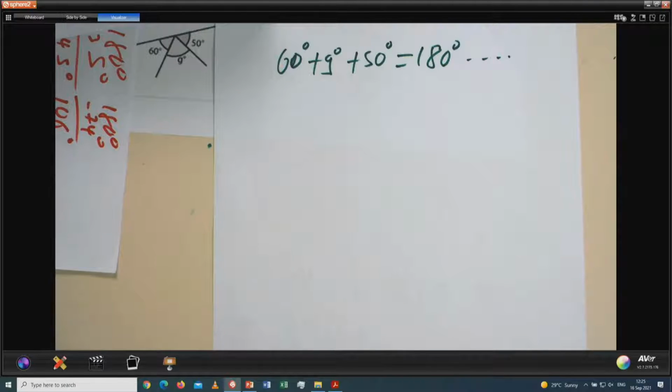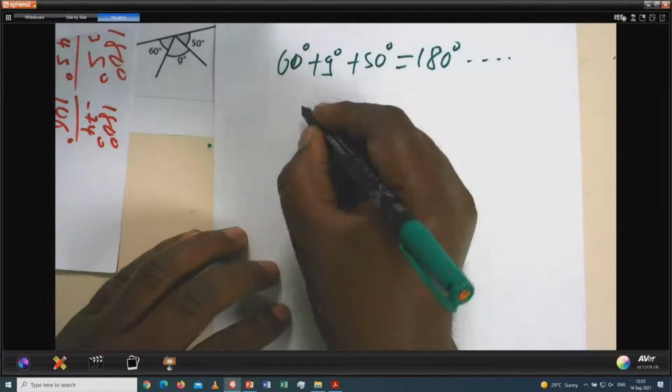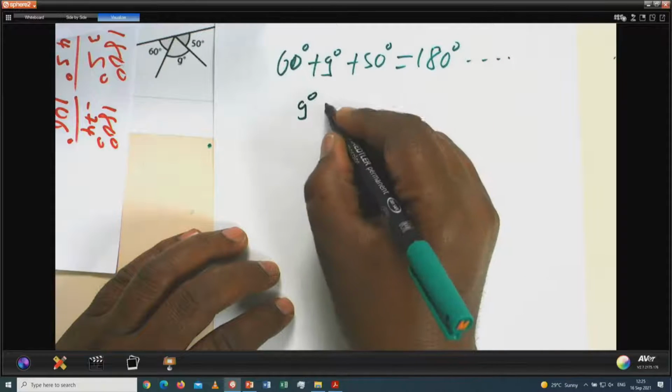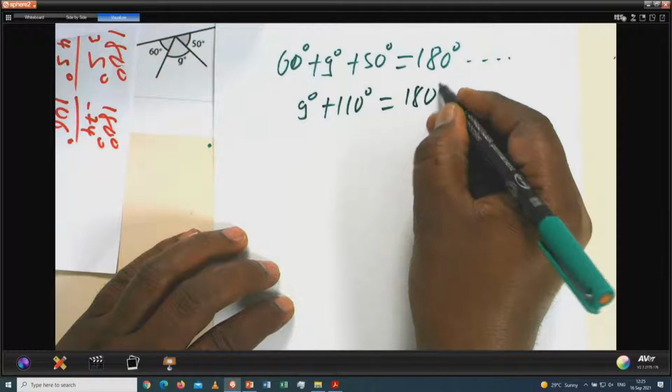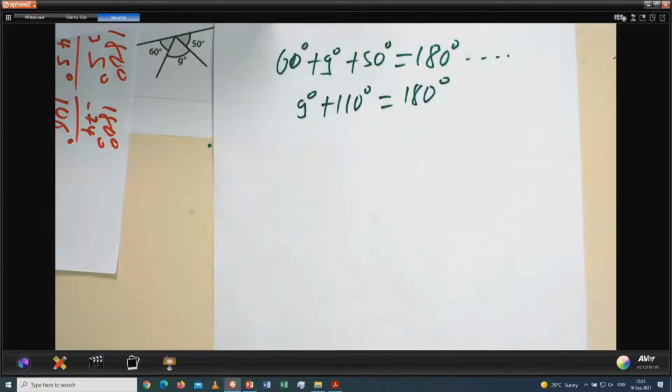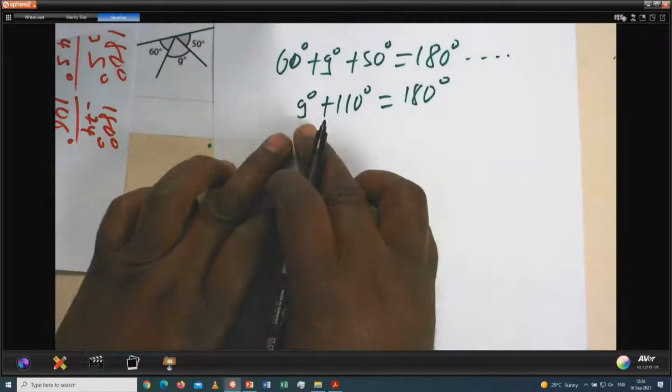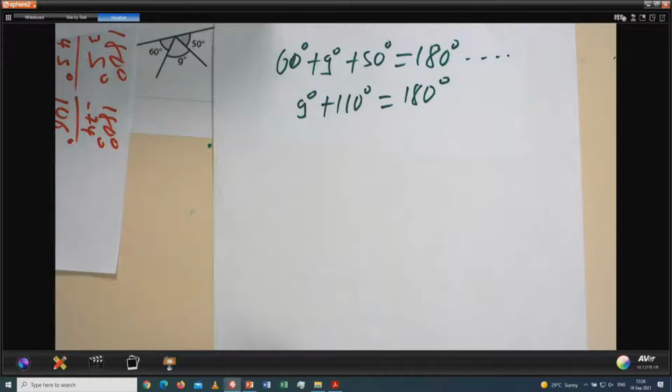Now, slowly, remember we said we also want to revise our equations here. That's what we are busy doing, trying to solve the unknown. Your G degrees and your 60 plus 50 is 110 degrees equals 180 degrees. If you still remember grade 8, grade 9s, let's do it both ways. We want to find G, therefore G must be isolated on the left. We want to say G is equal to how much?